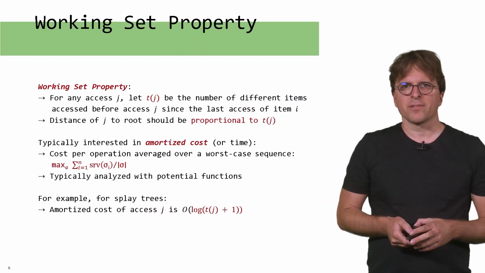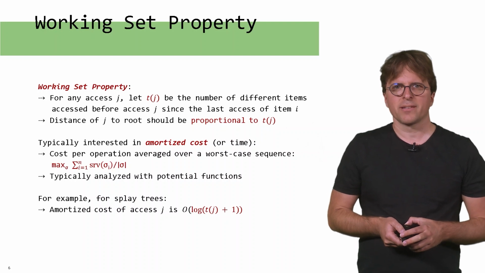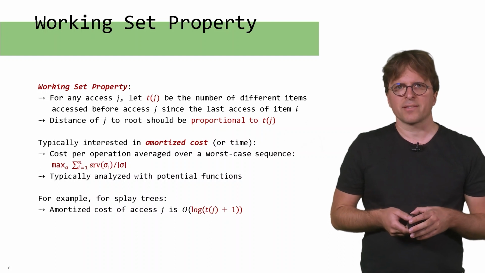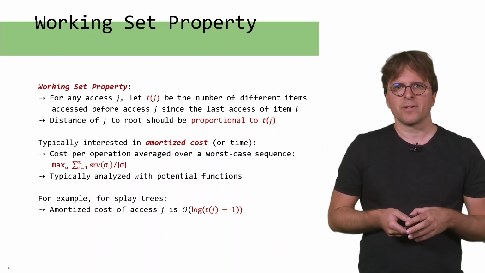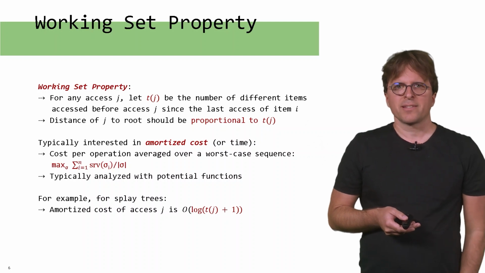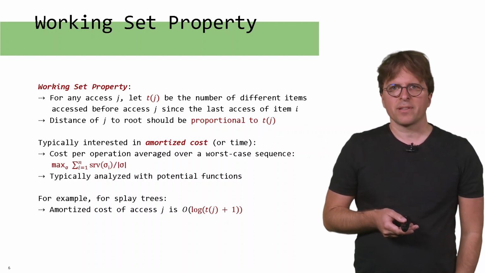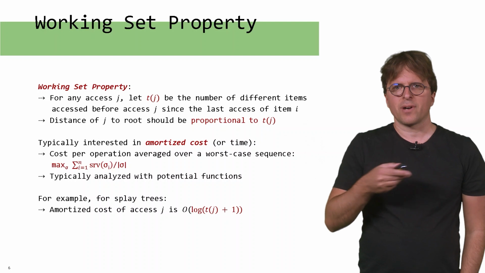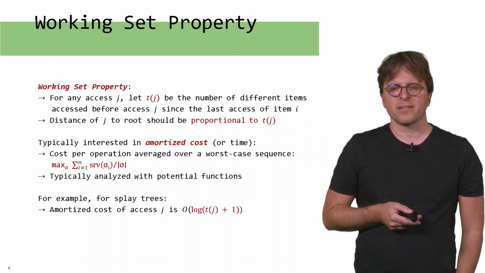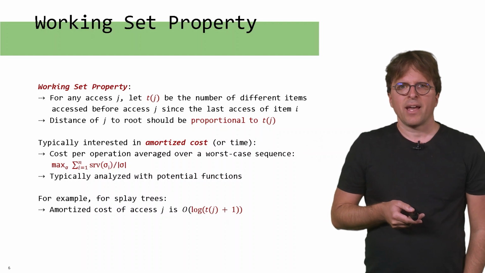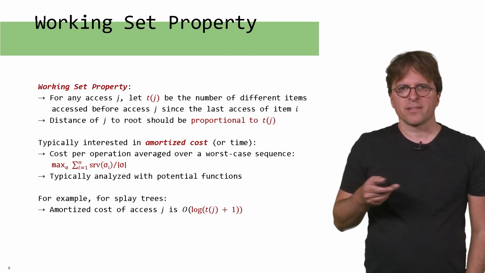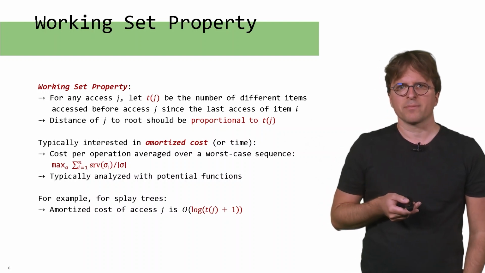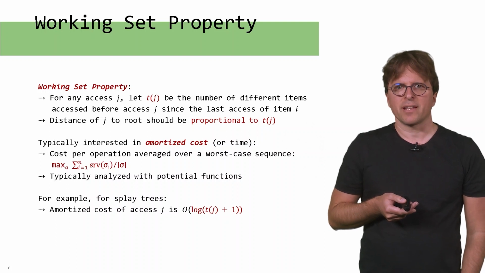So there is a concept that is called the working set property that has a very attractive characteristic. If you have an access to an item j, let's define t_j to be the number of different items that we accessed since we accessed j the last time. So how many different accesses did we have since we accessed j? And actually what we want is that the distance of j to the root is proportional to this amount of different items t_j that we accessed since then.